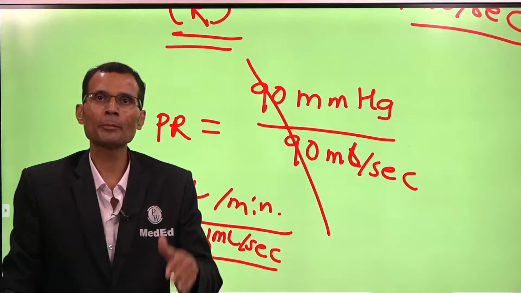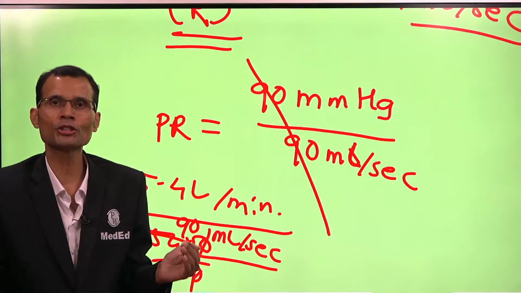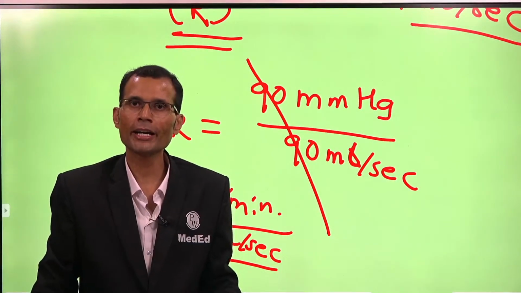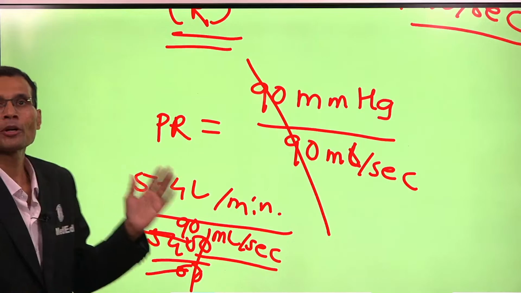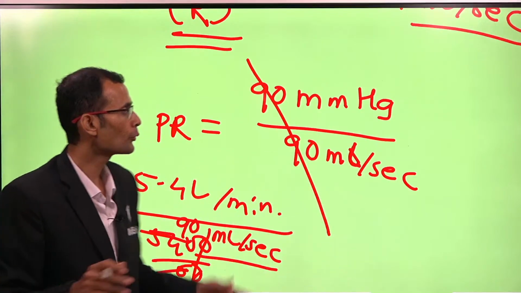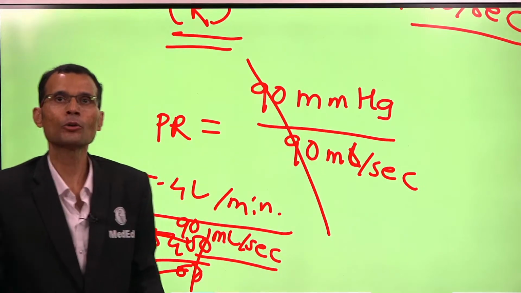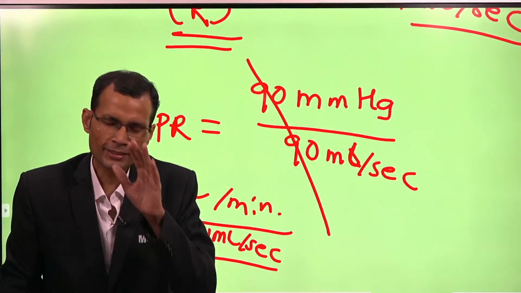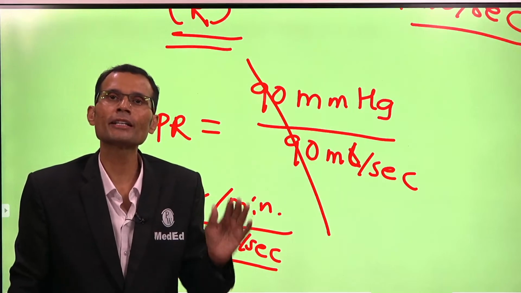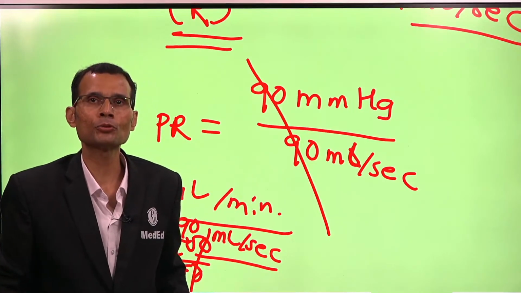Okay. Those who tried to do 90 upon 5.4, that was not right, because 5.4 was liters per minute. You have to convert this into ml per second. Only then the units are matching. So my sincere suggestion to you all is always look at the MCQs.